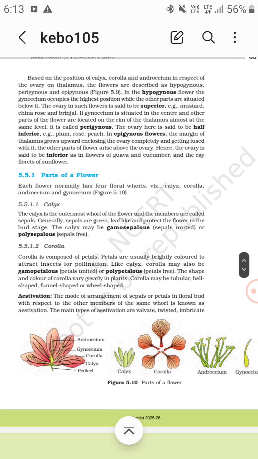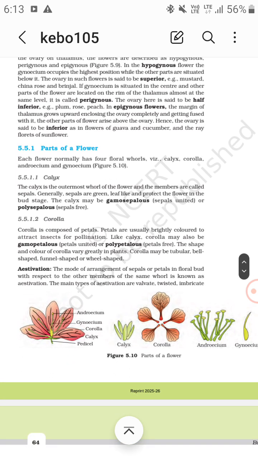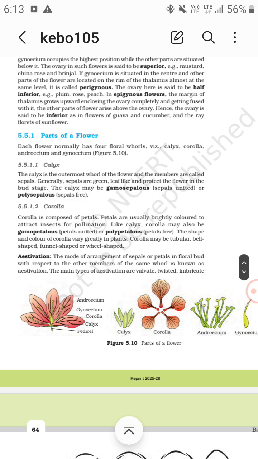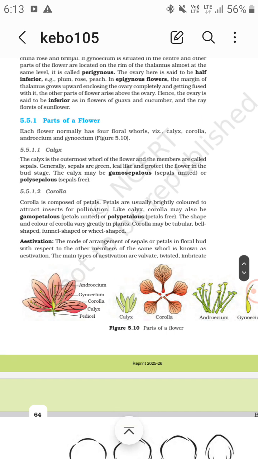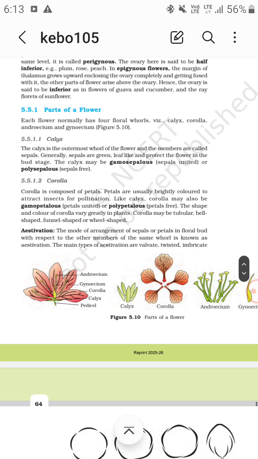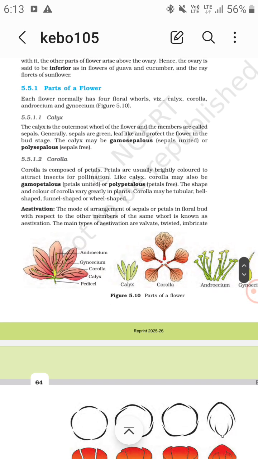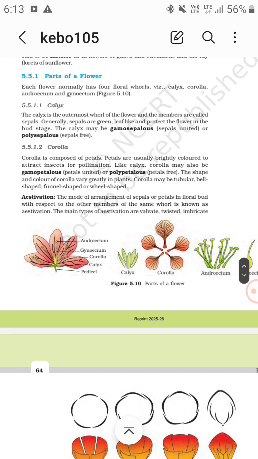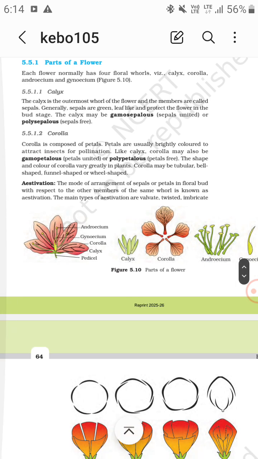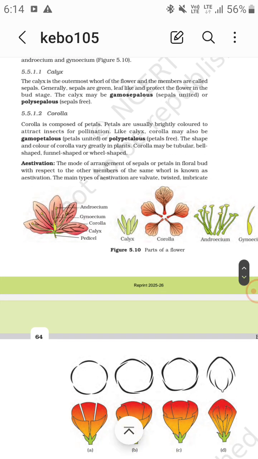Now the parts of the flower, that is calyx and corolla. Calyx is made of sepals, and corolla of petals. Petals are attractive, and the calyx is green in color. Now there is gamosepalous, when sepals are united, and polysepalous, when sepals are free. Similarly, gamopetalous is when petals are united, and polypetalous when petals are free. There are various shapes of corolla.